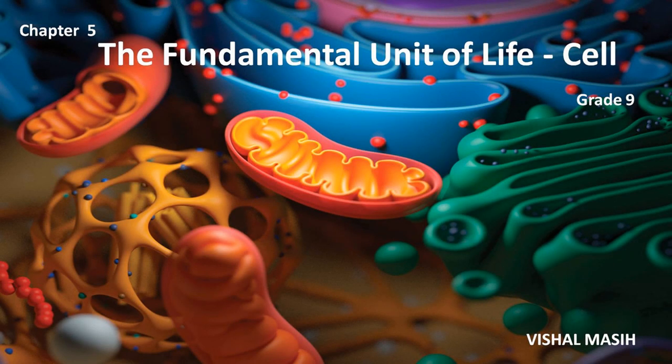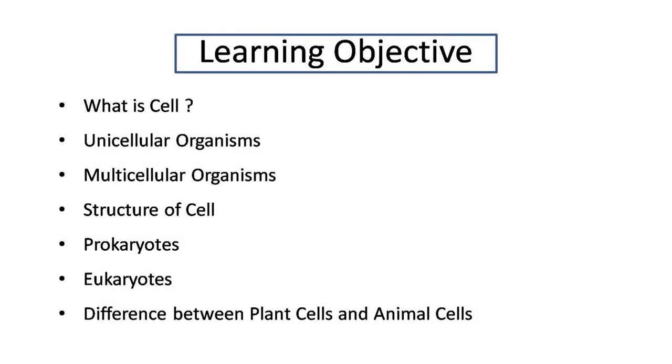Let us start with the fundamental unit of life, the cell. In this chapter we shall see what is a cell, unicellular organisms, multicellular organisms, the structure of a cell, prokaryotes, eukaryotes, and the difference between plant cells and animal cells.